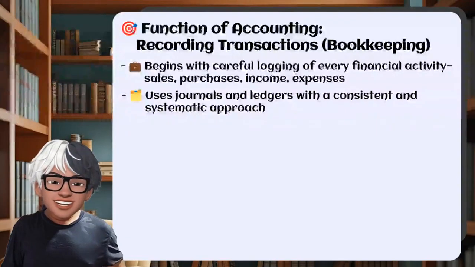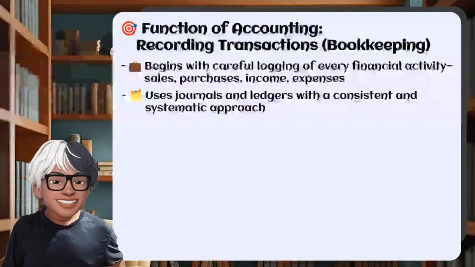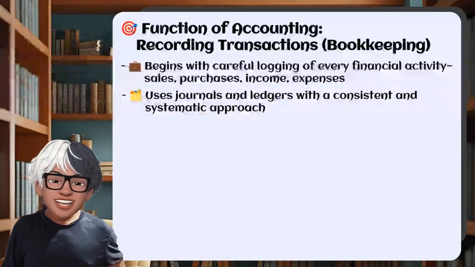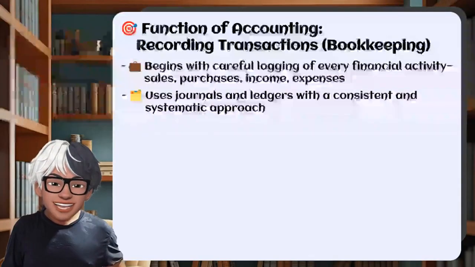This is done using journals and ledgers, following consistent and systematic processes. Journals act as the chronological diary of financial events, while ledgers group these entries into specific accounts. Consistency ensures that financial records are not just accurate but easy to interpret and audit. A systematic process avoids confusion, especially when dealing with high volumes of transactions. These tools give structure to what could otherwise become a chaotic pile of receipts and invoices.